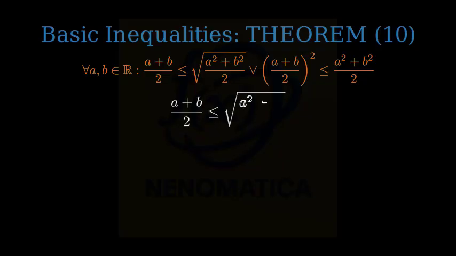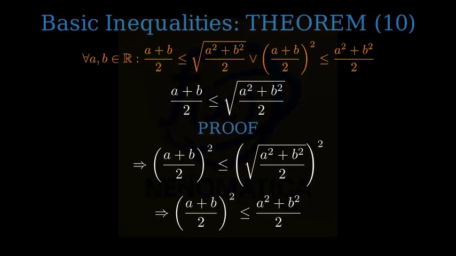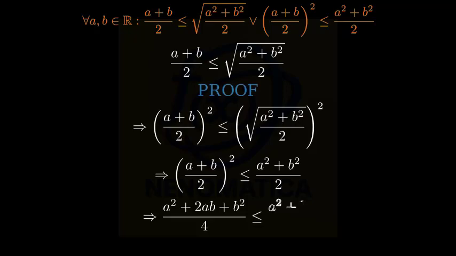We start with the inequality we want to prove. To prove this inequality, we'll square both sides, since the square function is increasing for positive numbers. When we square both sides, we get the square of the arithmetic mean is less than or equal to the quadratic mean. Now, let's expand the left side of the inequality. The square of (a plus b) over 2 equals (a squared plus 2ab plus b squared), all divided by 4.